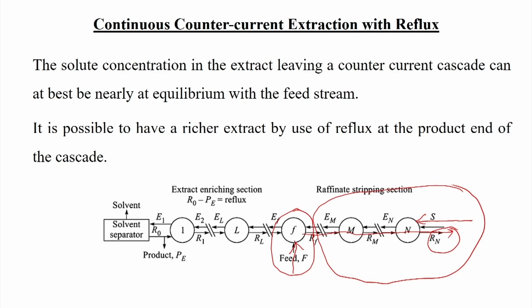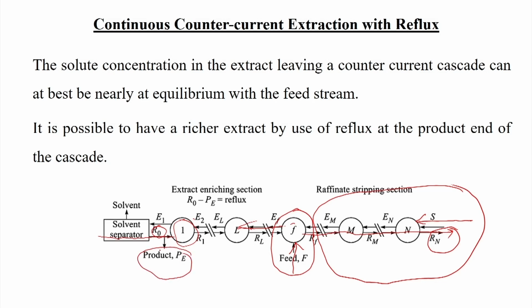The feed is added in between these stages, and after that the extract will follow this route. Whatever R 0 we have is added in the first stage. That is nothing but another raffinate coming to the first stage, and some part of it is taken out as the product.